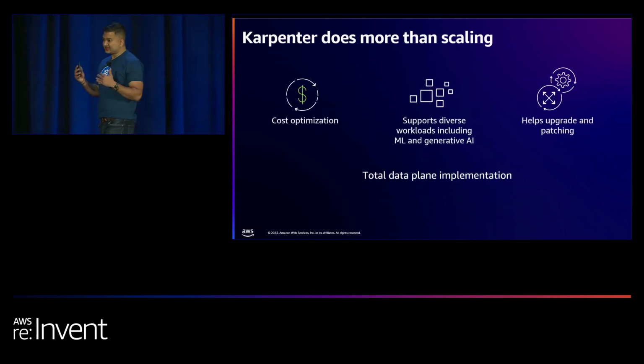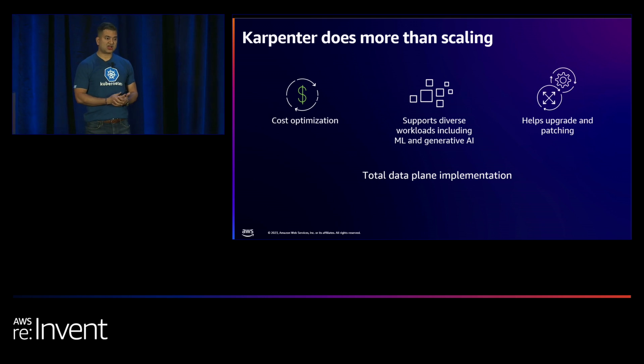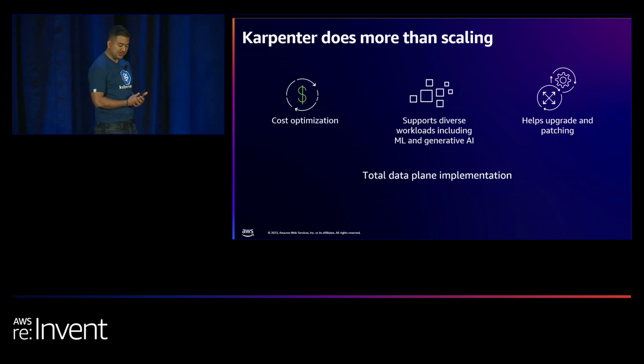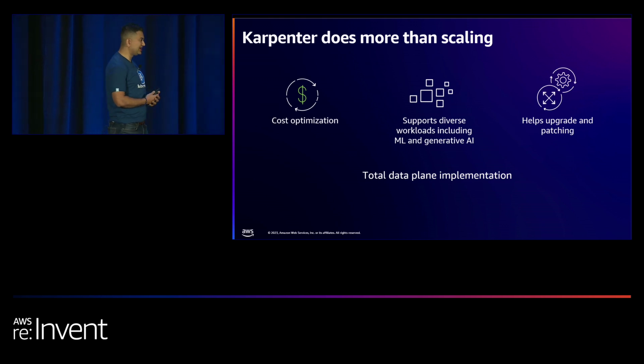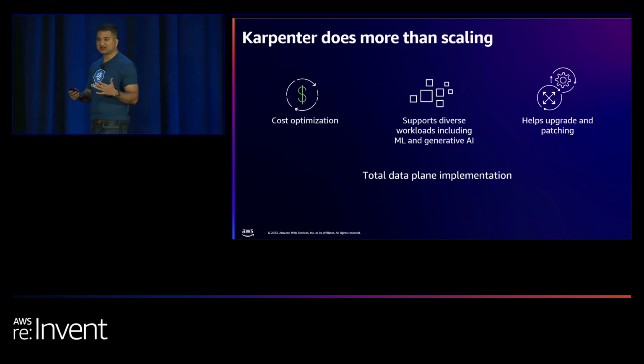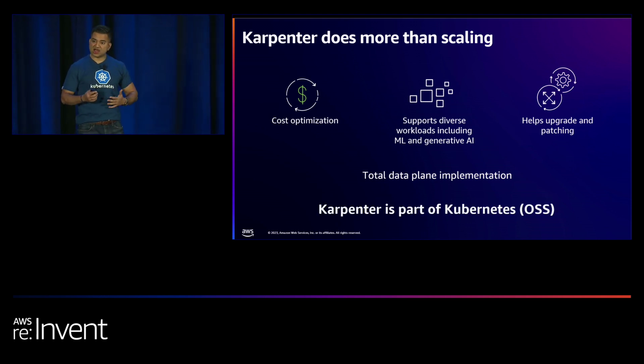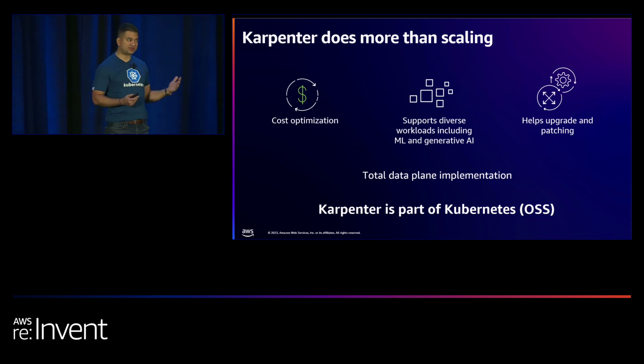Scaling is, of course, the bread and butter of Karpenter, but the beauty of Karpenter is that it does more than scaling. Karpenter can help you optimize cost. It supports diverse workloads, including machine learning and Gen AI, and it also helps you upgrade and patch. Throughout this talk, we are going to show you how it does that. So in summary, it helps you do a total data plane implementation. Karpenter is also open source and now a CNCF project. Just a couple weeks back, Karpenter was accepted into the SIG autoscaling.